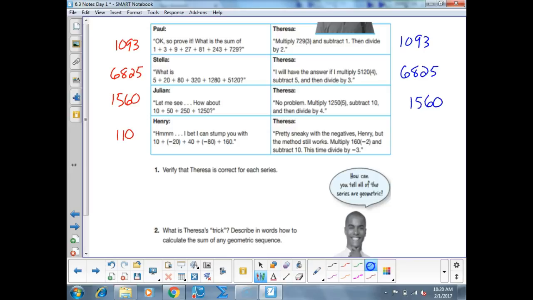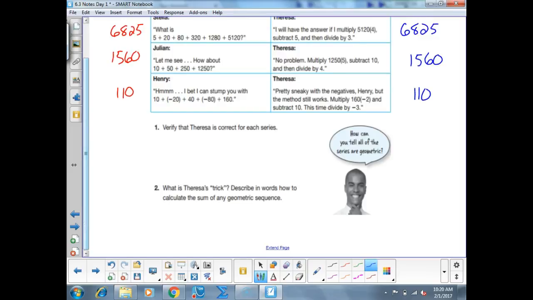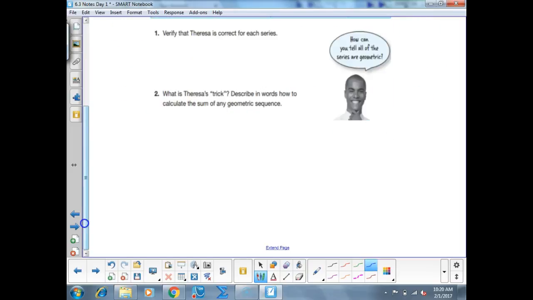Henry was trying to be all sneaky. According to Teresa, her method still works. Multiply 160 by negative 2, subtract 10, divide by negative 3, and what do we get? 110. Okay? So question number 1 says verify that Teresa is correct. We just did, right? She worked out in all of them because we all got the same there. Question number 2 then says, what is her trick in words?